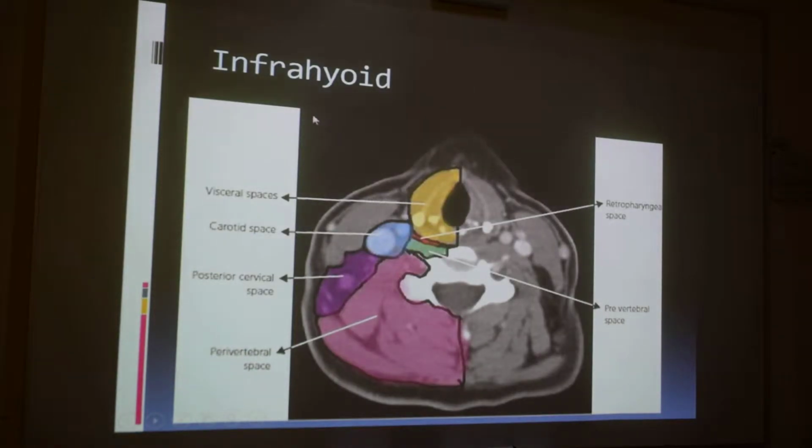Now if you go below in the infrahyoid region, again the same spaces, you can see the posterior cervical space, again known for lymph node enlargement. In children usually you have lymph node enlargement in the posterior cervical space. Again the carotid space, the prevertebral space just in front, and the retropharyngeal space.